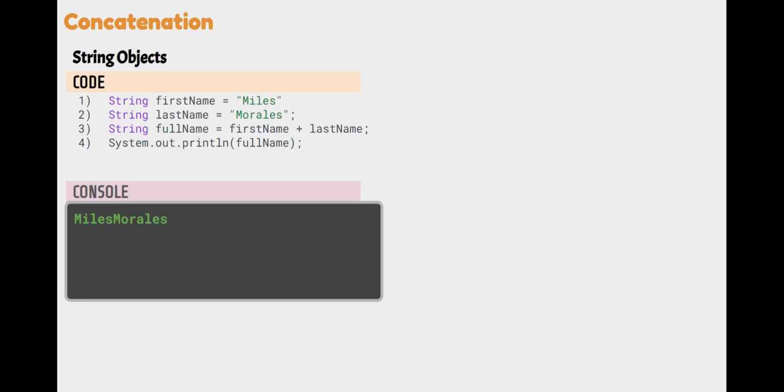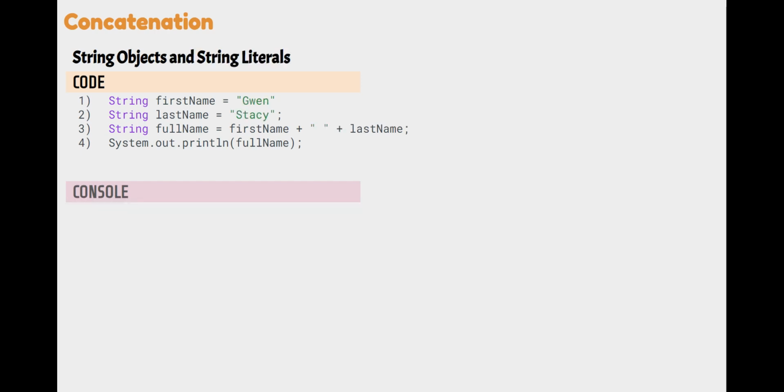Besides concatenating string literals, we can concatenate string objects. So we can take some string literals and put them into string variables like we see on lines 1 and 2. We're taking the string literal Miles and assigning it to first name, and the string literal Morales, and we are assigning that to last name. On line 3, we are concatenating those two string objects together, first name plus last name. And so in the console, we will get Miles Morales.